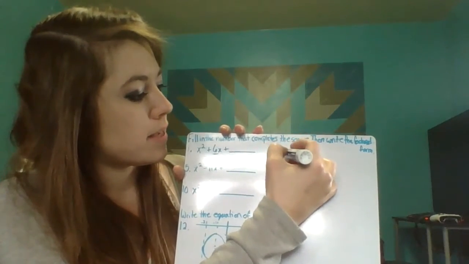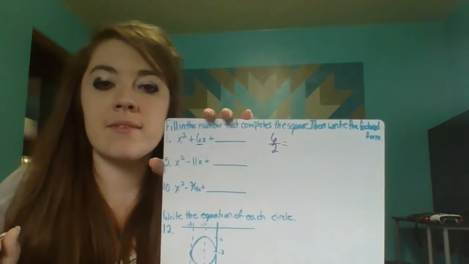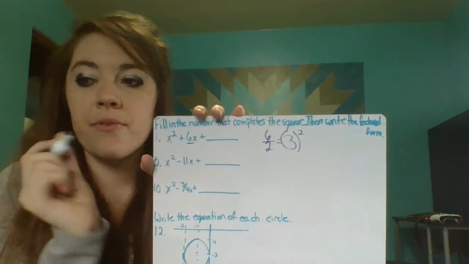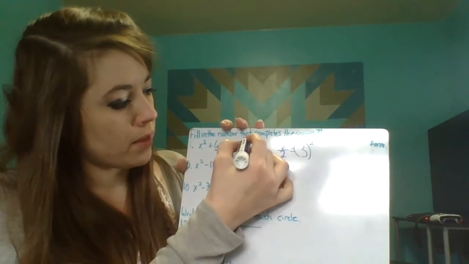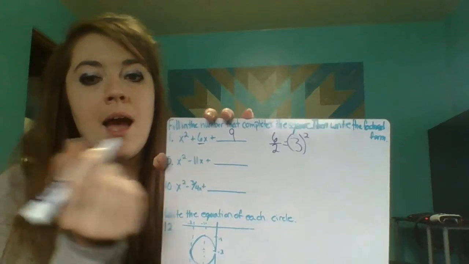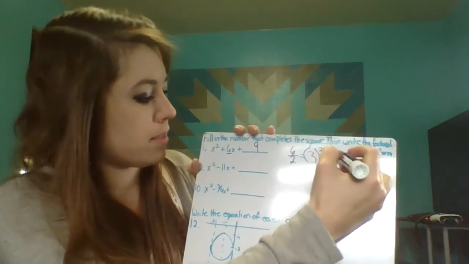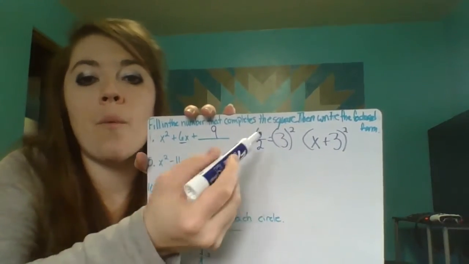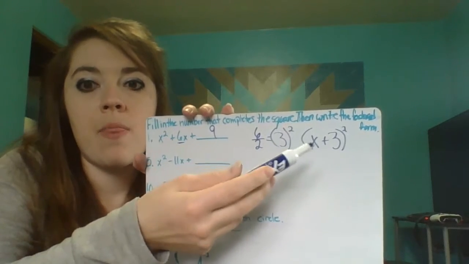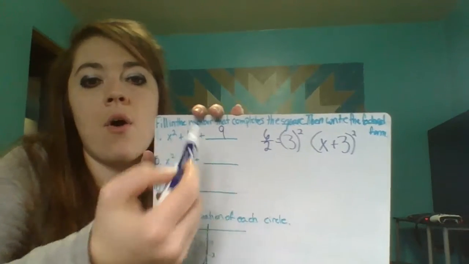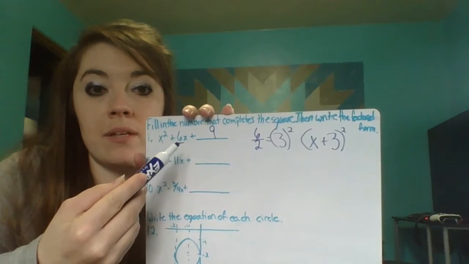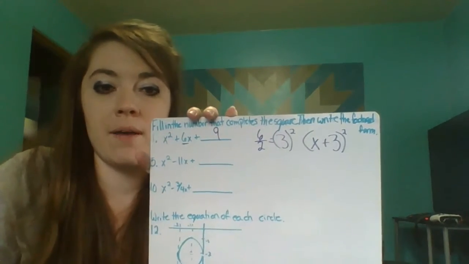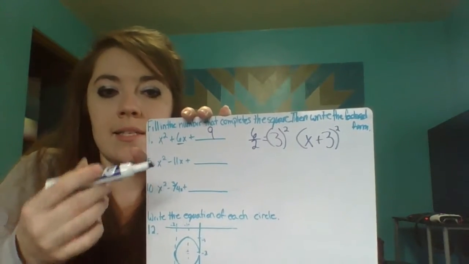We're going to take the 6, divide it by 2. 6 divided by 2 is 3. Then we take that number and square it. 3 squared is 9. So the number to complete the square is 9. And then the factored form is just x plus 3 squared. So whatever number you get after dividing by 2, that's what's going to go in the parentheses. Whatever the sign is on your middle number, that's what the sign is going to be inside the parentheses.